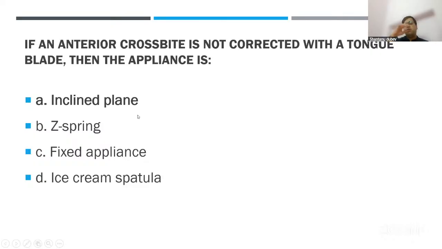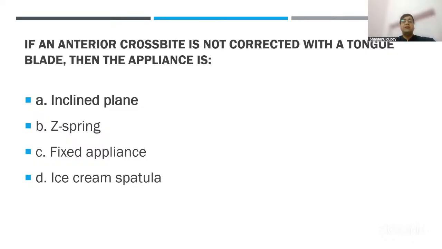For Z spring, they are not saying along with a posterior bite plane. Anterior crossbite will only be corrected if the two teeth are disengaged. Until you disengage the anterior teeth, whatever force you apply, these upper teeth will not come out. So they are only saying Z spring, with no posterior bite plane given. So that option is also out of the picture. The only real option that you have is inclined plane, which is Catlan's.